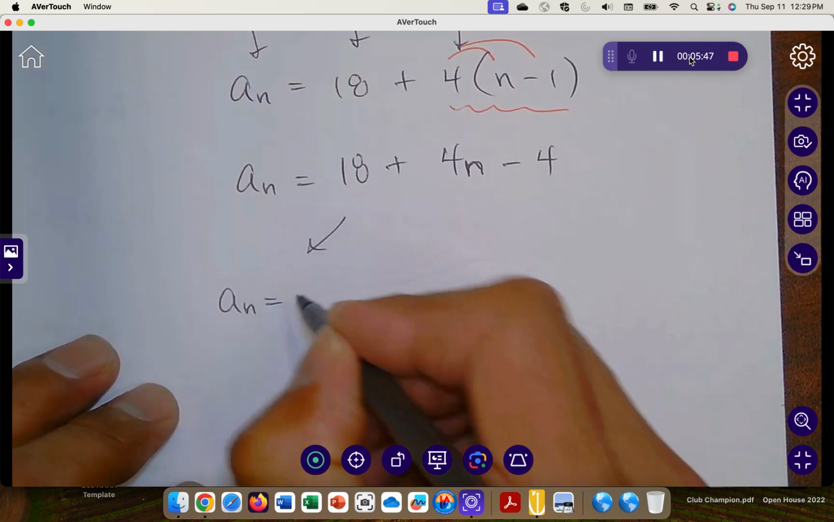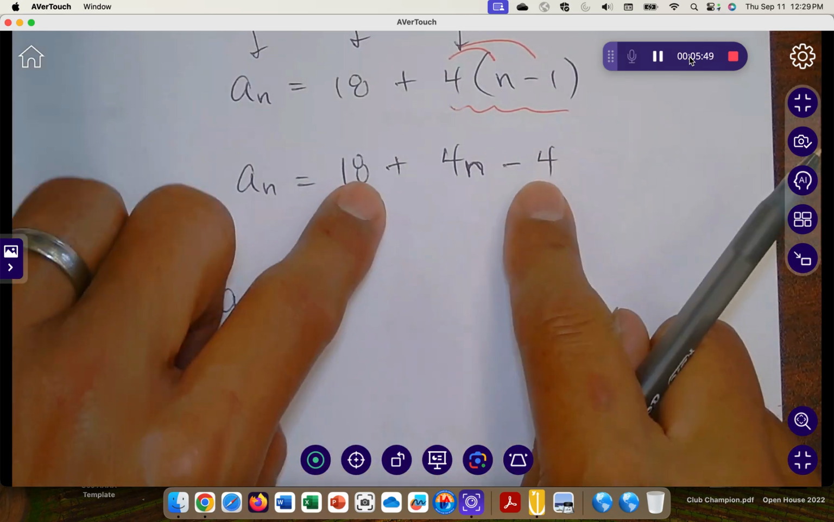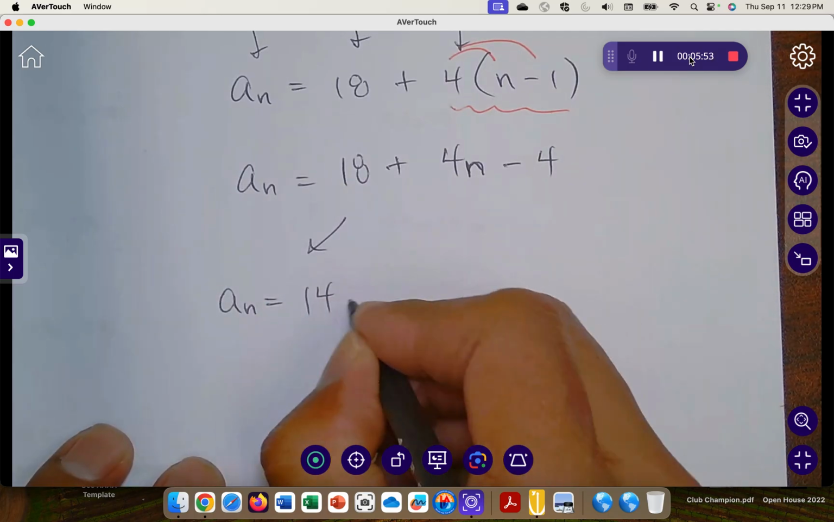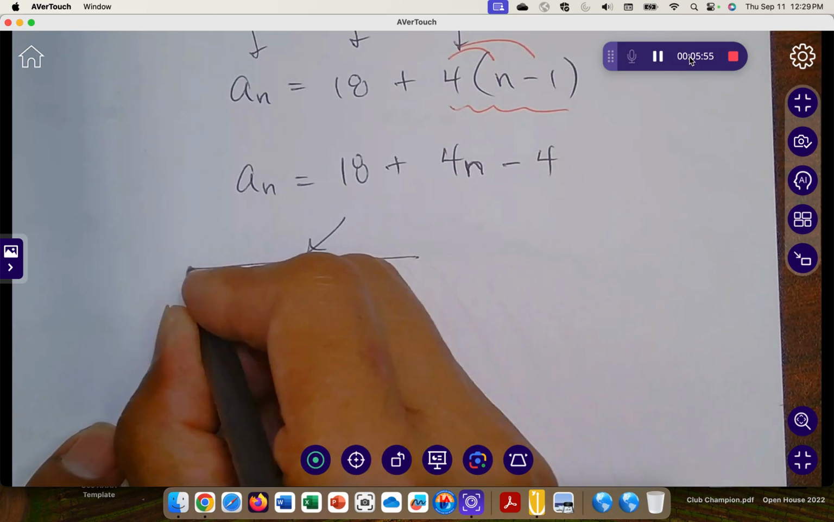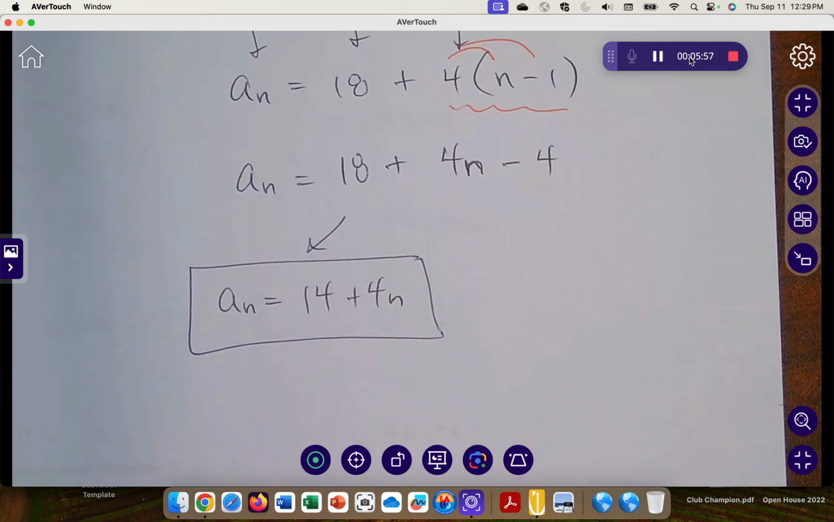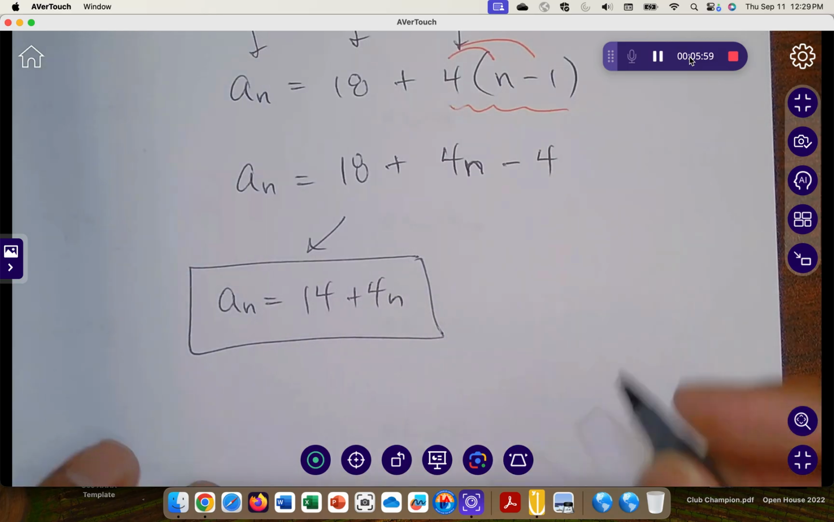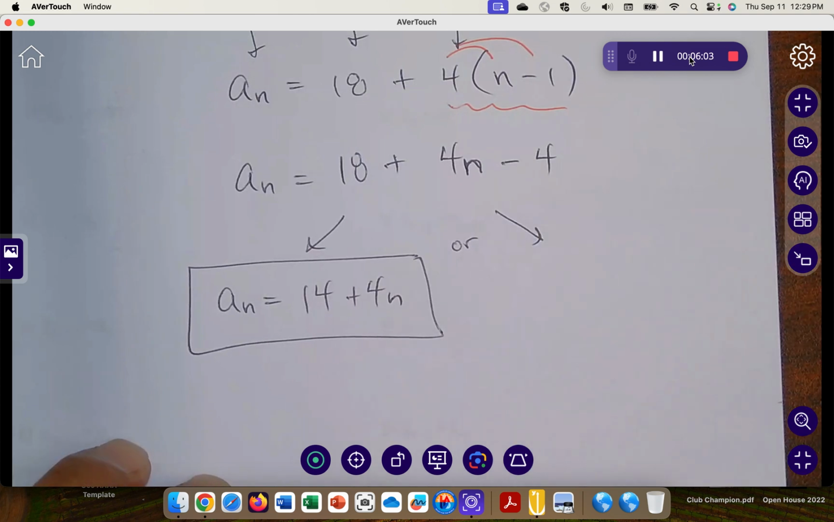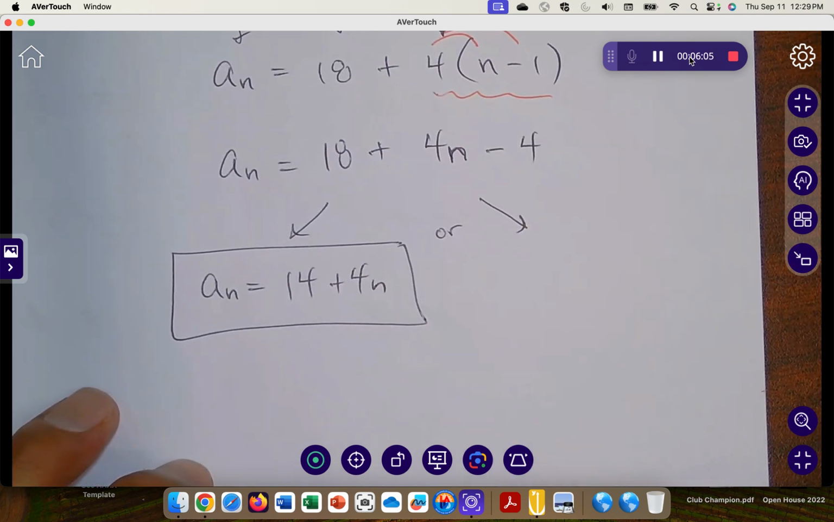A to the n is equal to. If you decide to put the number on the front, that would be 18 take away 4 is 14 plus 4n. That would be acceptable. But what's the other way? Or what would be the other way that's also kind of saying the same thing?